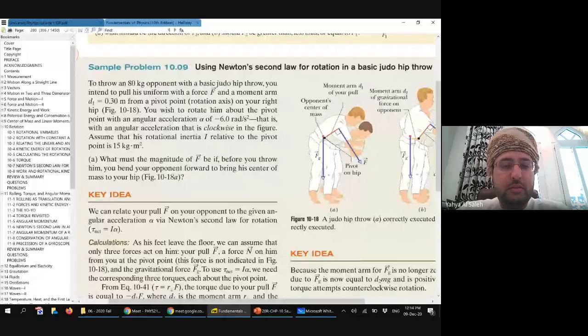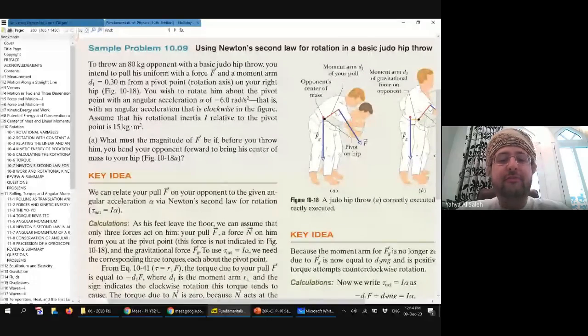What must the magnitude of F be if before you throw him, you bend your opponent forward to bring his center of mass to your hip? So both of the centers of mass are on the same location, which means also that all the calculations for torques will be from the same point.